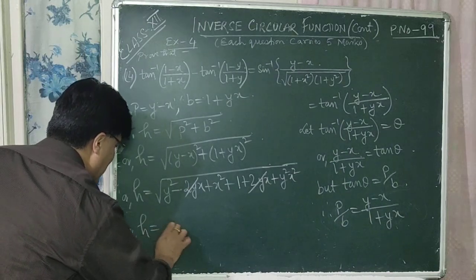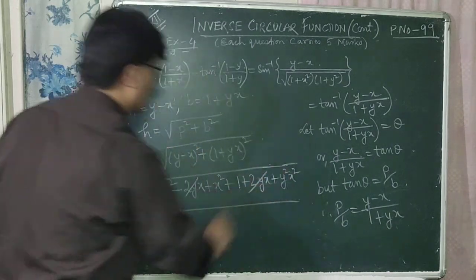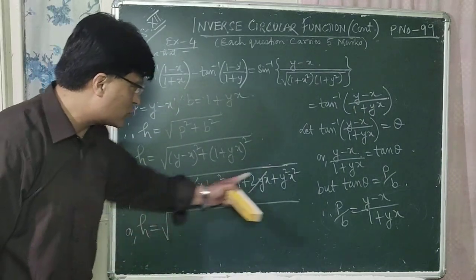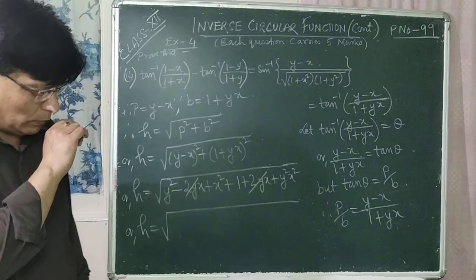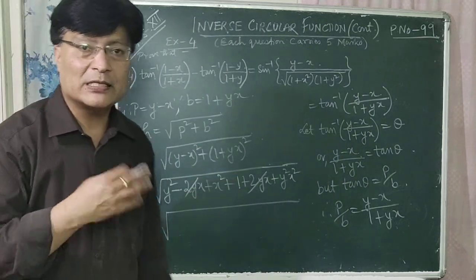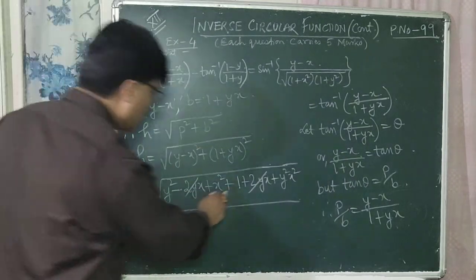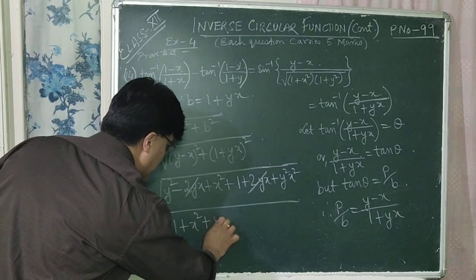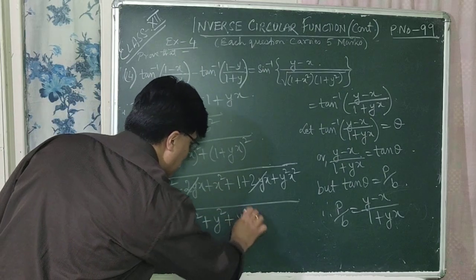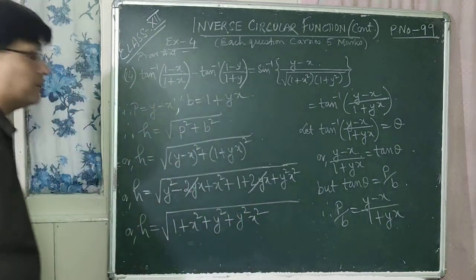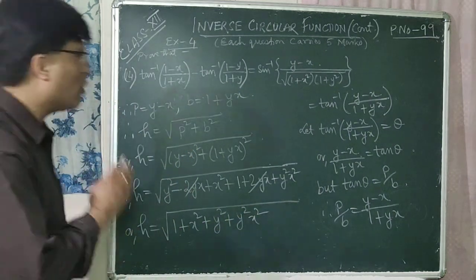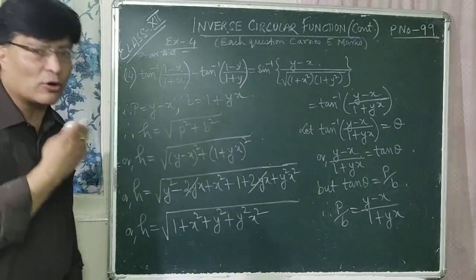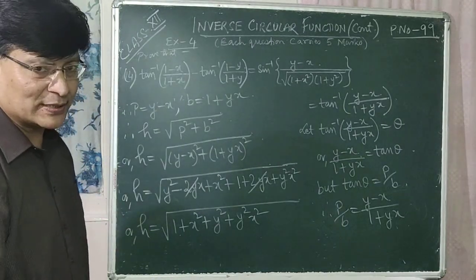Or h is equal to, now within square root, what are the remaining terms here? 1 plus x square plus y square plus y square x square. Let us factorize it. So let us write 1 plus x square, plus, then write y square plus y square x square. So you can take common here. You can take common from the first two terms and then take common from the next two terms, right?